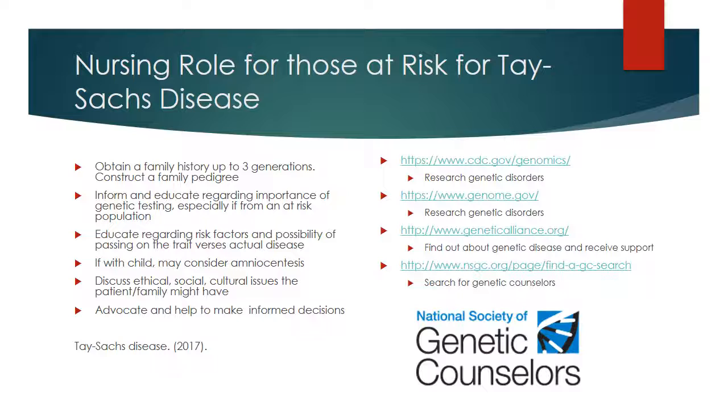Nursing role for those at risk for Tay Sachs disease. The nurse's role is to be able to obtain a family history of up to 3 generations and also to be able to construct a family pedigree. The family pedigree is important in helping to identify a pattern of genetic disease occurrence and single gene disorders and even more complex disorders.